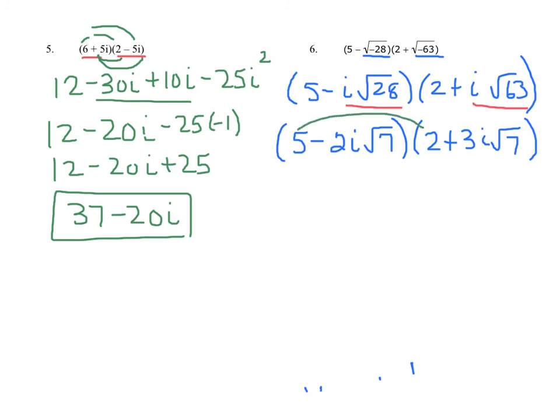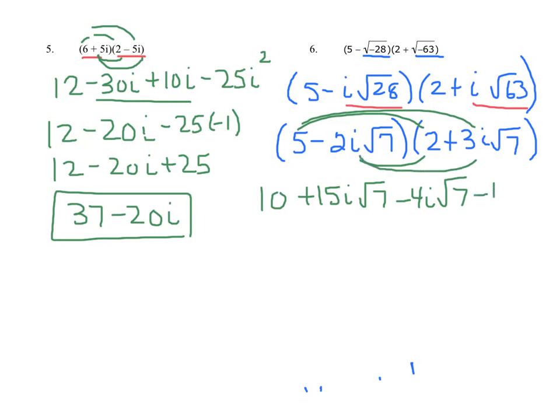So we've got our first product, 5 times 2 is 10. The outside product, we're going to have a positive 15i radical 7. The inside product's got a negative 4i radical 7. And the last product is going to give us a negative 6i squared radical 49. Alright, and now we have some like radicals in the middle to combine. 10 plus 11i radical 7.